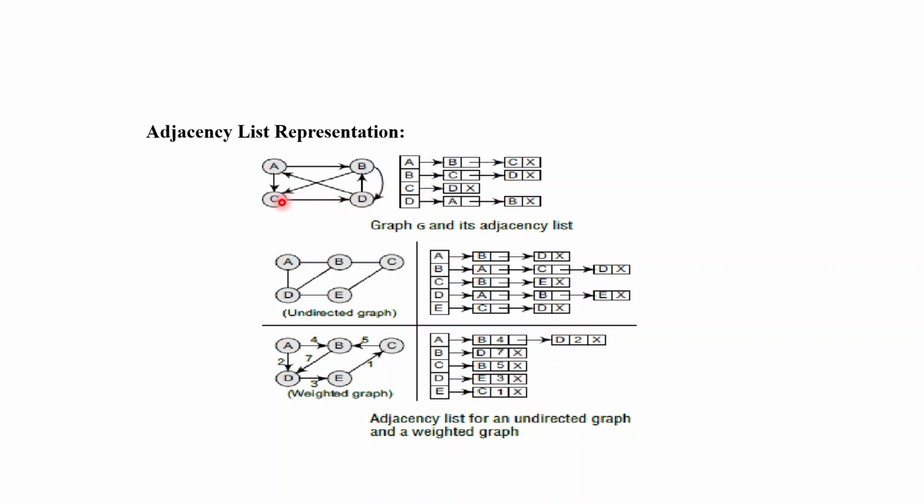So for C, how many outputs? Only 1. So only D. So for D, how many outputs? A and B. So A and B.